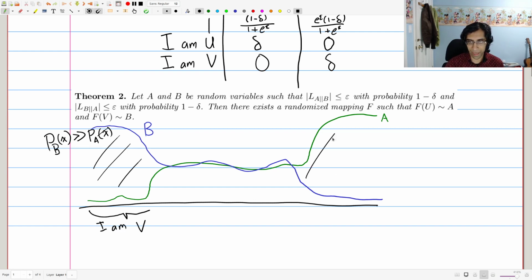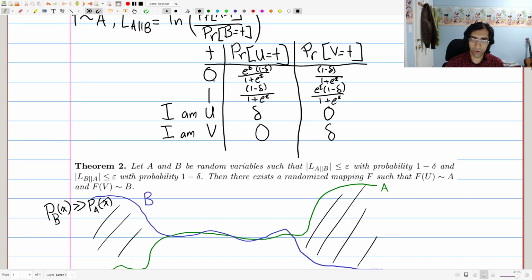And conversely, you can imagine the IMU would go here, where it indicates that A is much more likely than B. That goes to this subset of the domain. And on the other hand, for the other ones, you have to be a bit more careful. So how do we define this?